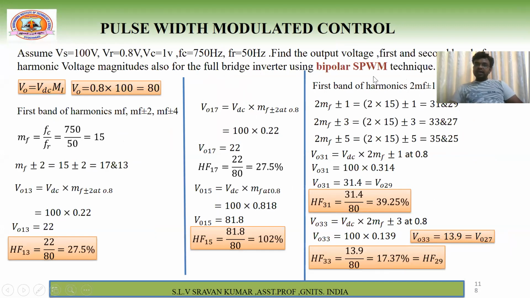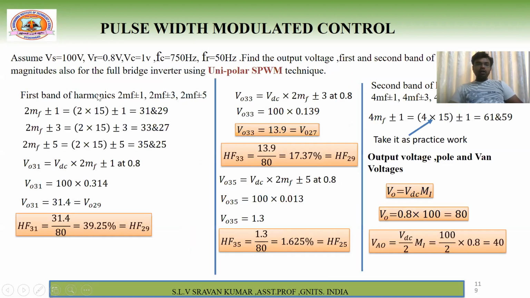Now this second band of harmonics in bipolar will be the first band of harmonics in unipolar. See, this is the second band of harmonics. In case of unipolar, because the output frequency is doubled, you are getting the first band of harmonics at 2 MF plus or minus 1. But your fundamental output voltage is the same, the pole voltage is the same. It won't be changed. Understand what I am saying? If you solve these, I have already solved each and every equation, right? You will see this one.